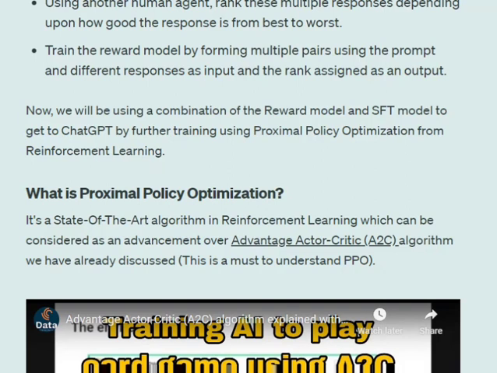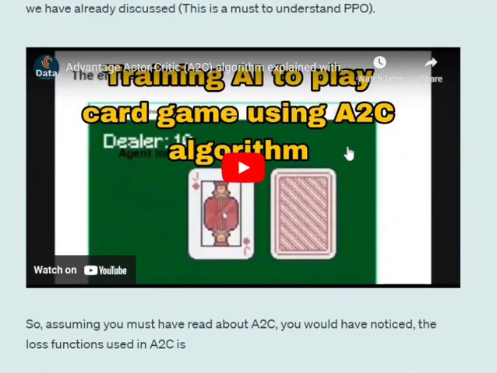Now, using the SFT model that we have prepared earlier, alongside this reward model, we will get to our final model, that is ChatGPT, by using an algorithm called proximal policy optimization from reinforcement learning. It is quite interesting. I won't be explaining the whole of it, because it is more of an advancement over the advantage actor critic method that I've already discussed in detail in my previous video. So you need to refer to that, because it is a very lengthy, a bit difficult concept, and it would require an explanation at length, which I would wish to avoid in this particular video, because I've already covered that. So, do read about the A2C algorithm before jumping on to understanding proximal policy optimization.